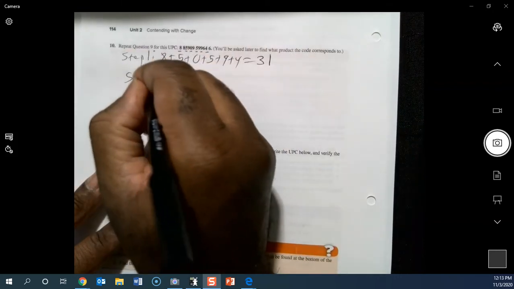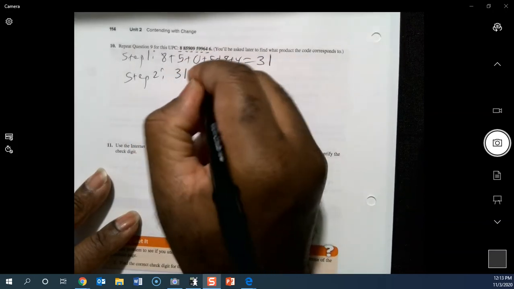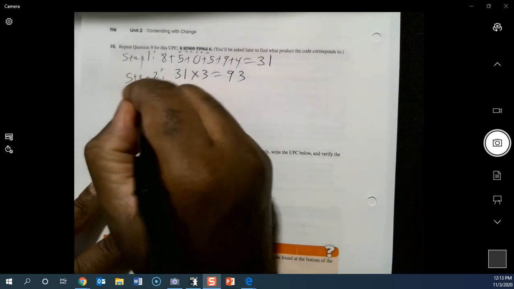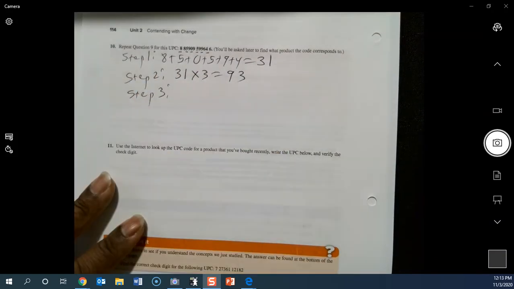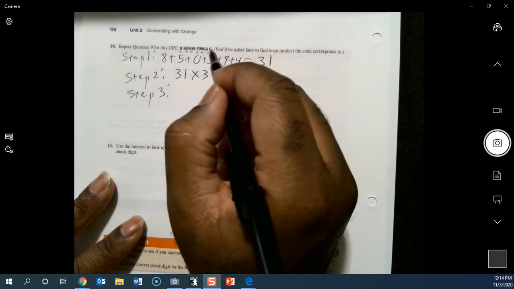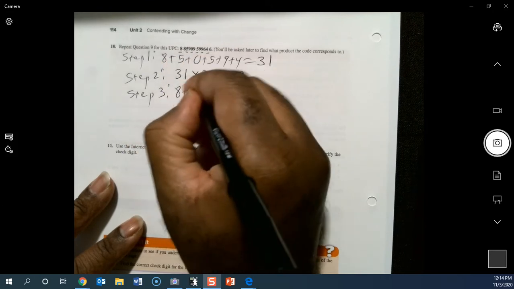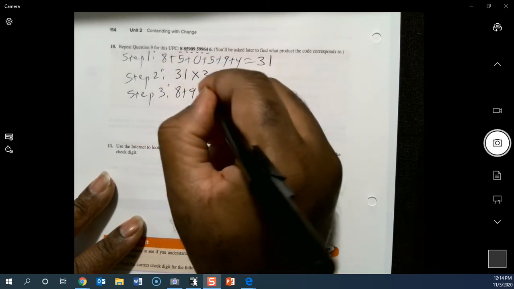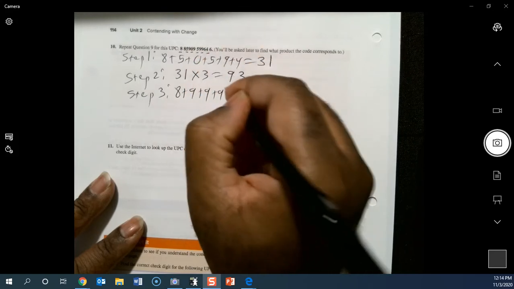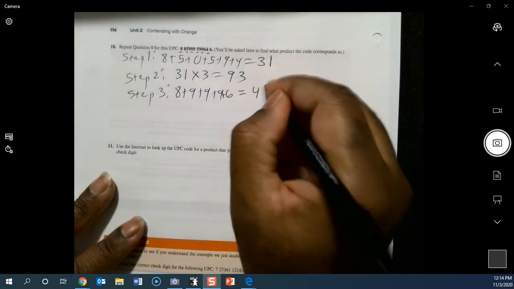So we'll do step 2. Now we would take the answer from step 1 and multiply it by 3. That would be 93. Now we do step 3. Step 3, we add all of the even values except for that 12th digit from 2 to 10. So we have 8, 9, 9, 9, and 6. So we add these together and that would give us 41.